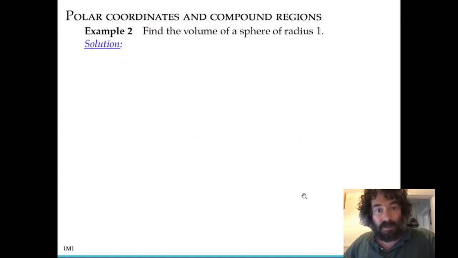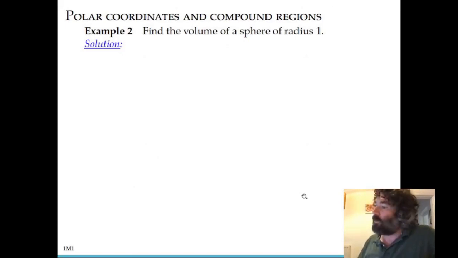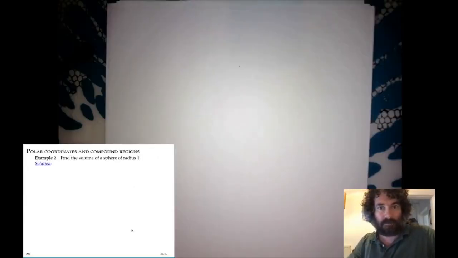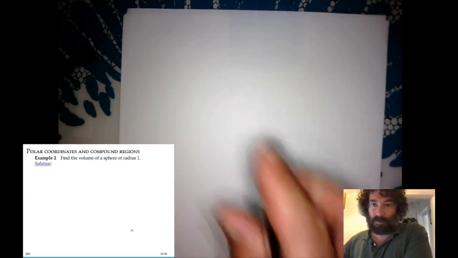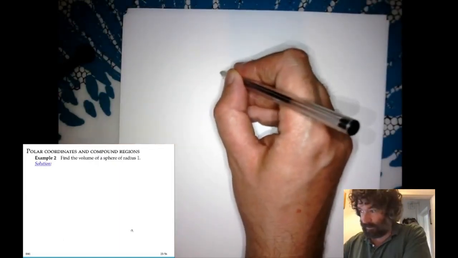Okay, so I'm going to continue and do another example of doing an integral by using polar coordinates. In this case, we'll do a double integral in order to find the volume of the sphere of radius 1. And so let's think about how we can set this up, first of all, as a double integral. So let me first draw the unit sphere and set the problem up.